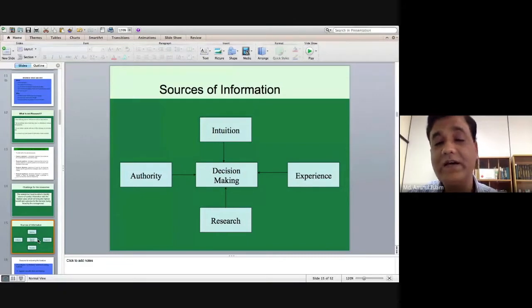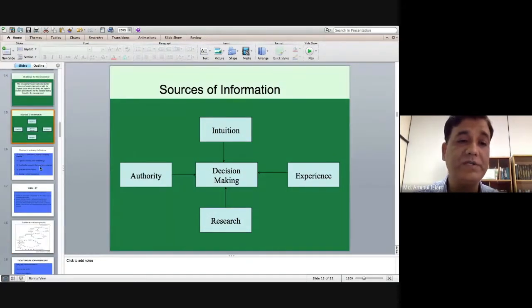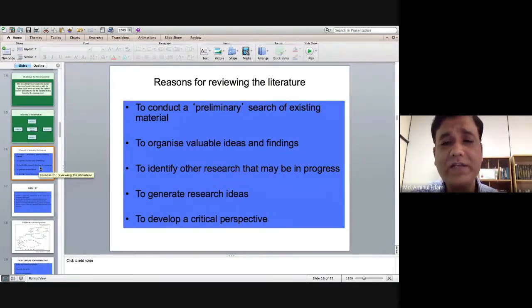We start with some review of past research, and then we will consult some experts in the area. So these would be four very relevant sources whereby we can obtain quality information for our research. Now, let us slowly move into the literature review.